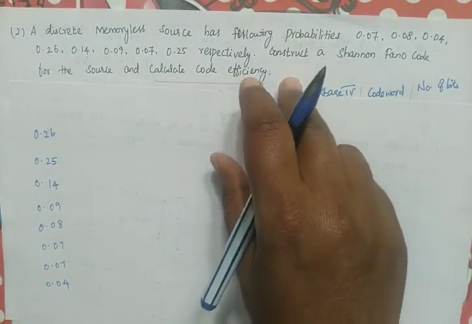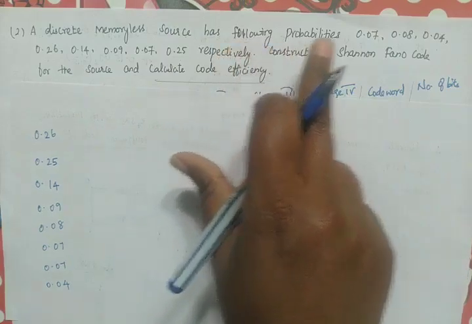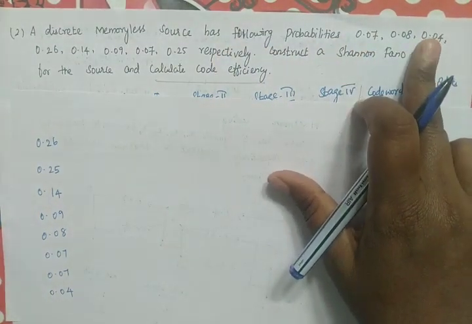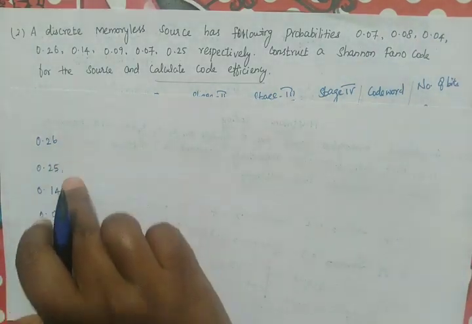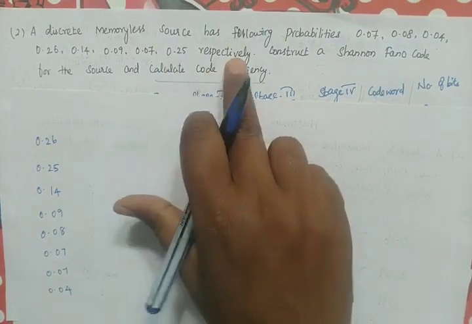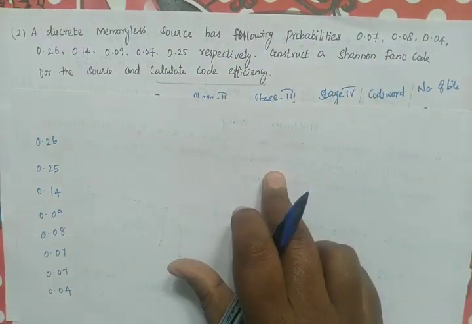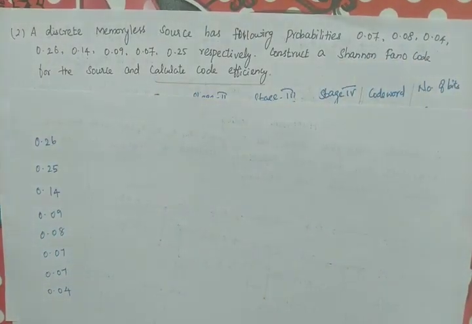Now we are going to solve the same for Huffman code. The discrete memoryless source has the following probabilities. These are the probabilities, but actually they are mixed here, so we have to write the probabilities in descending order. This is the previous problem. Now we are going to construct a Huffman code for the source and calculate the code efficiency.